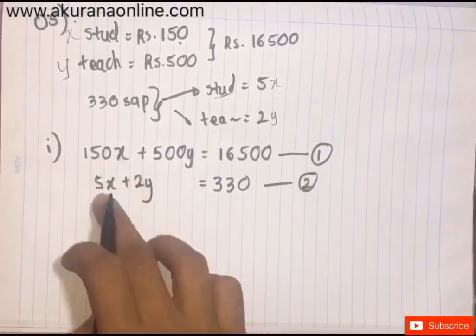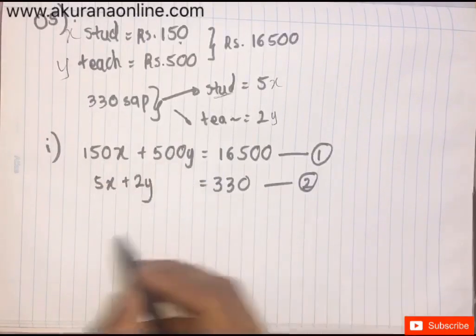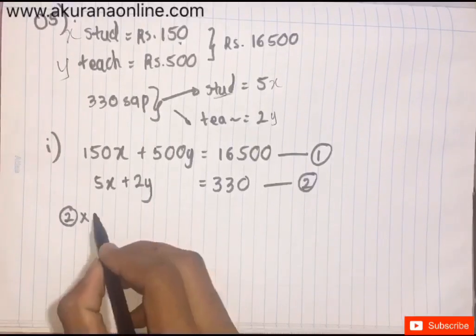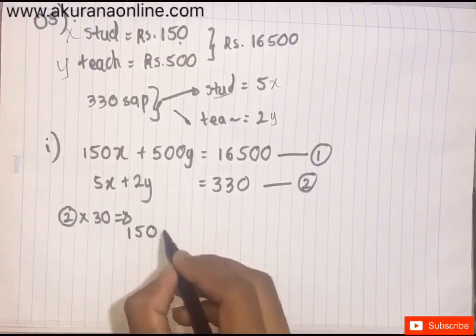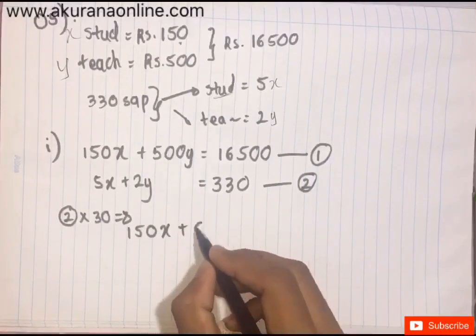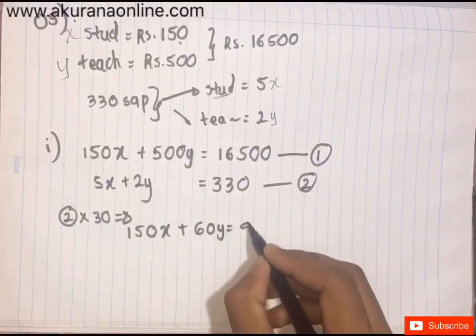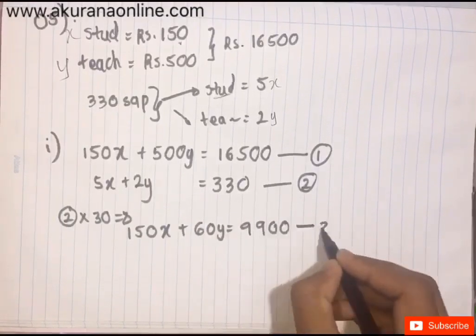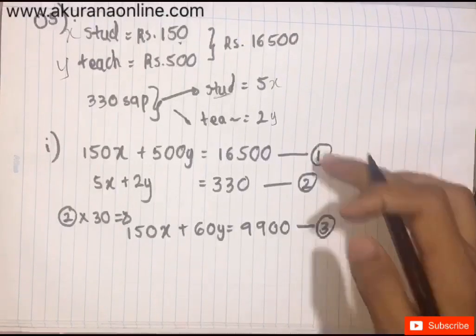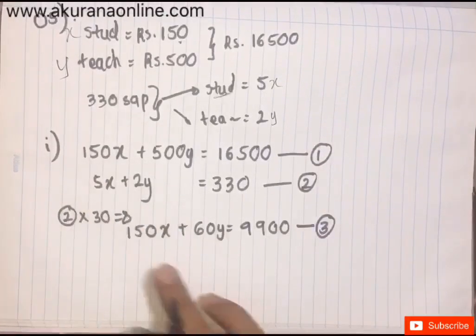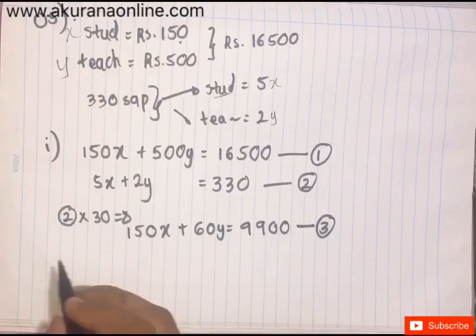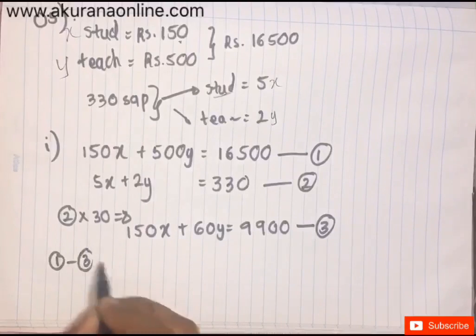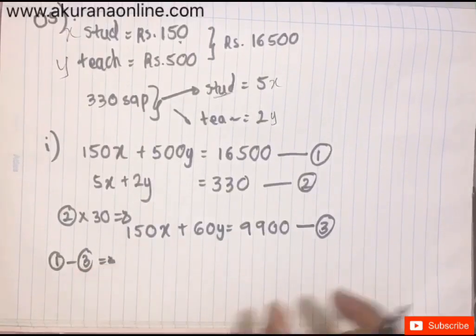Now since these coefficients are not equal, let us make them equal. Therefore I am going to multiply the second equation by 30. So the answer you will be getting is 150x plus 60y is equal to 9900. Let us call this equation the third one. Now you have 1 and 3. The coefficients are equal. Therefore by considering the first and third equations, let us subtract 3 from 1. You have to subtract this from this.